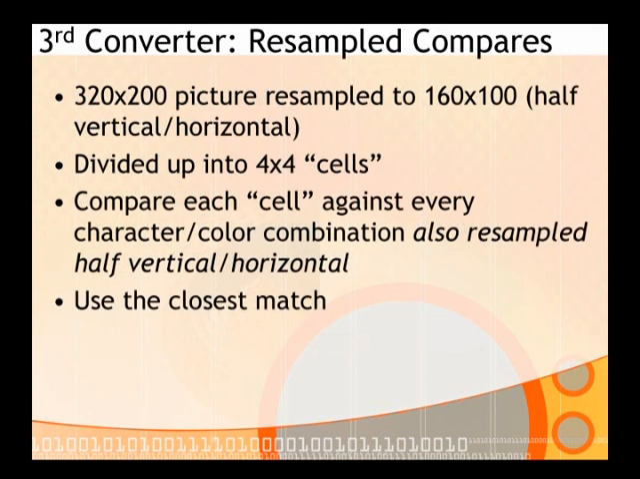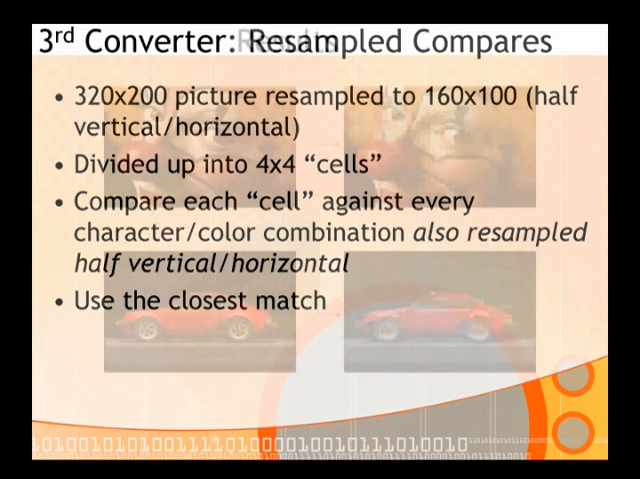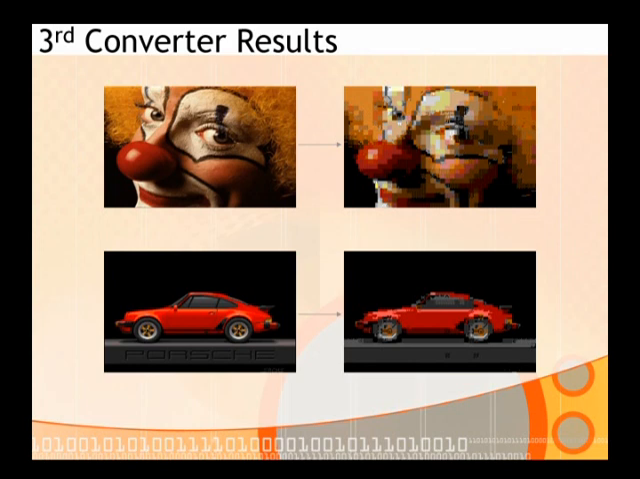So, as I just said, you still take the same 320 by 200 picture, resample it to 160 by 100 smoothly. You don't drop pixels. You use a bilinear resize so that it gets all smooth in the process. It anti-aliases, rather. And then divide that up into 4 by 4 cells and compare each of those areas of the original source bitmap with a similarly resized character color combination in the character set. You resampled that as you compared as well and used the closest match. And that obviously had the best results.